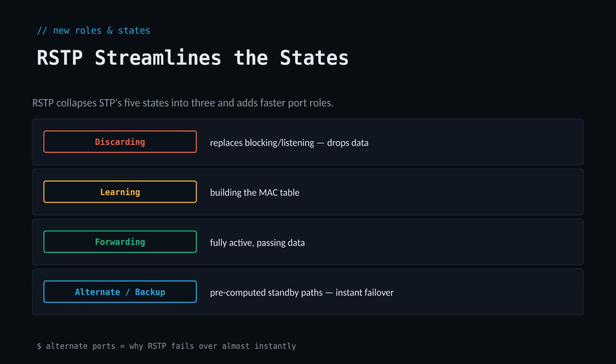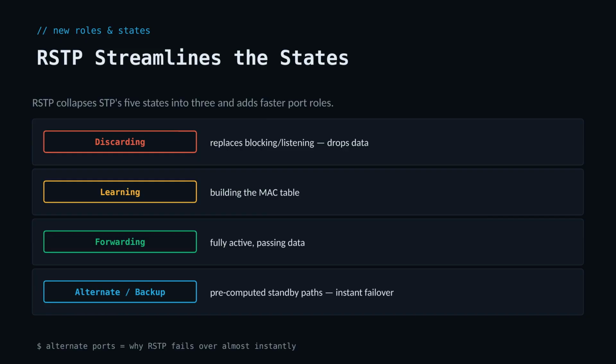Part of how RSTP gets that speed is by simplifying the port states themselves. The old 5 states collapse into just 3: discarding, which replaces both blocking and listening; learning, where the switch builds its MAC table; and forwarding, where traffic actually flows.